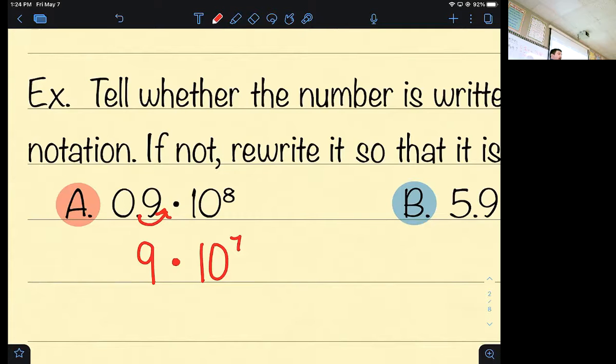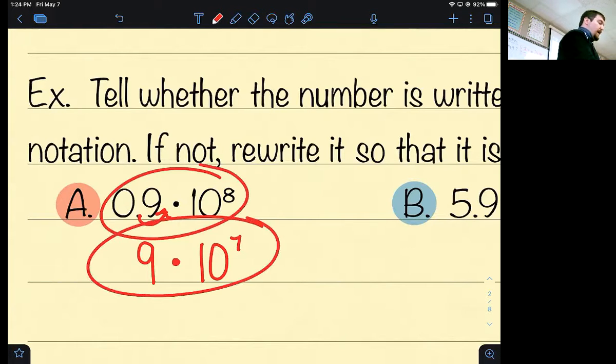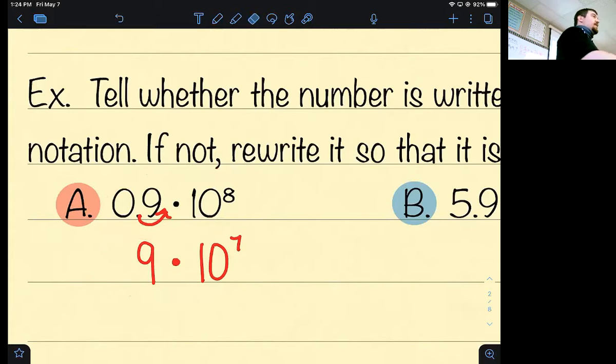Both of these values, if I were to grab my calculator and take 0.9 times 10 to the 8th and 9 times 10 to the 7th, they're both equal. I'm not trying to say that this is different from this. What I am trying to say is that when they created scientific notation, they wanted a way for everyone to compare the numbers that are much bigger than the other ones and much smaller. And in order for us to compare them, we have to write them the same way.